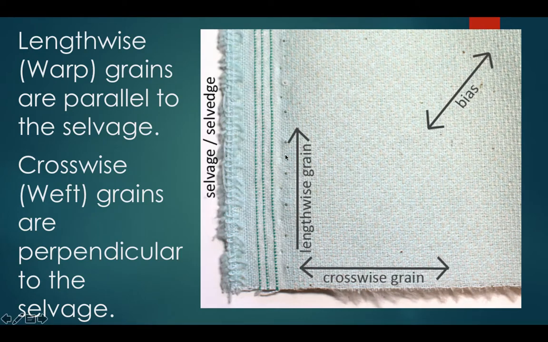So the lengthwise or warp grains that go up and down the fabric are parallel to the selvage because they don't cross ever. They're different yarns. And the crosswise grains are perpendicular to the selvage. They actually cross at 90-degree angles with our lengthwise grain.